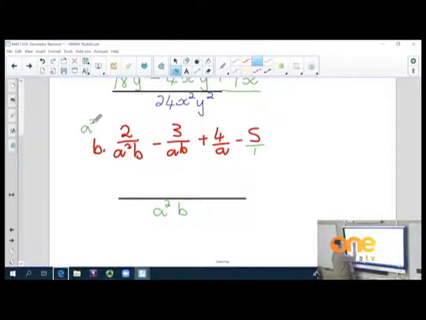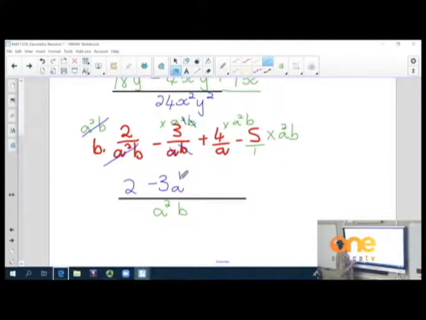So it's a squared b times a squared b times a squared b, all the terms, also this one, a squared b, and we cancel. So this one will cancel out totally. There's a 2. Here the b will cancel out, the 1a will cancel out, so minus 3a to the power of 1. Here the 1a will cancel out, so it is plus 4ab. And this one will then be minus 5a squared b. Again, there's no like terms. That is my answer. I don't need to simplify anything further.